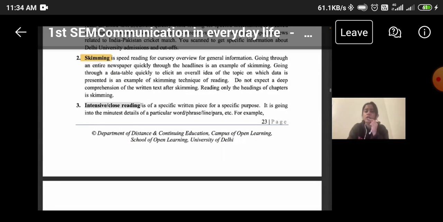Then comes intensive reading, which is also the actual definition of close reading, where you are applying scanning, and applying skimming, and after that you are looking at the possible minutest detail. It could be a particular word, a particular phrase, a particular line. You comprehend it, you understand it, and simultaneously you also understand how the supporting idea contributes to your major idea, the central idea, the main idea.